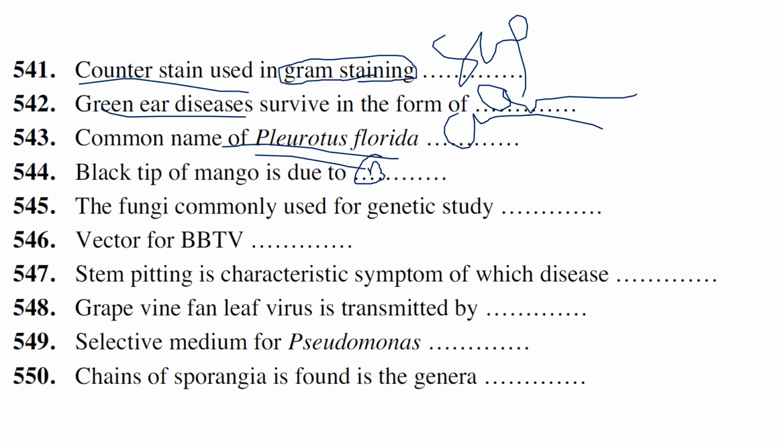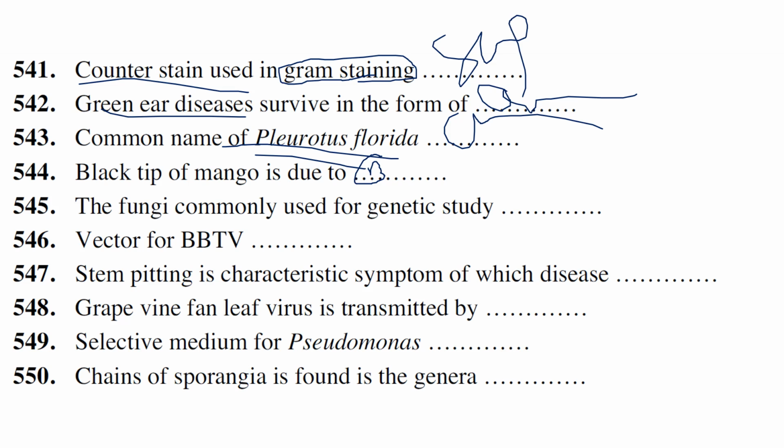this black tip of mango: sulfur dioxide concentration, because if the mango trees are growing near brick kilns, the brick kilns emit a gas called sulfur dioxide, right? Due to sulfur dioxide also this disease can be observed. Boron deficiency and sulfur dioxide are the main reasons.